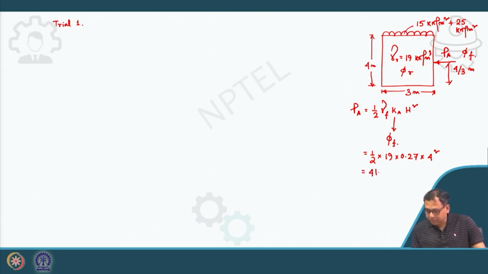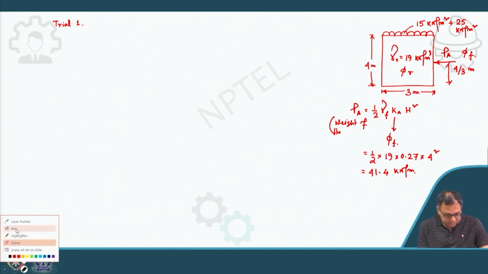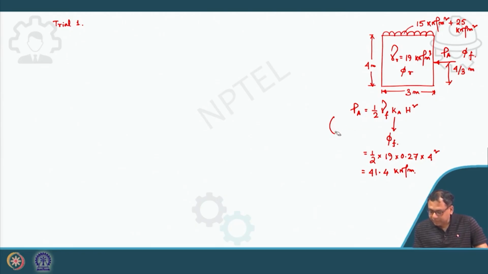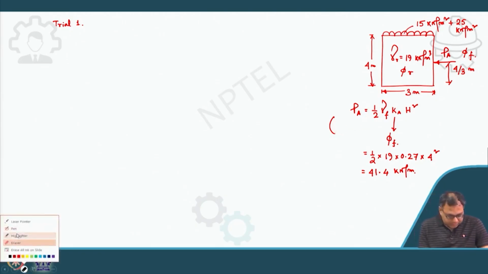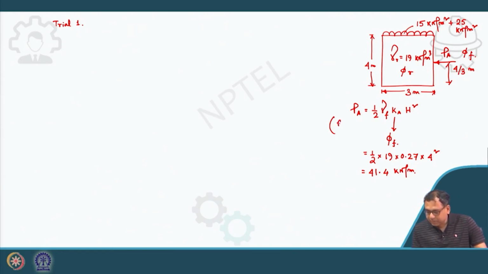So that is 41.4 kilonewton per meter. This is the PA due to the backfill soil.